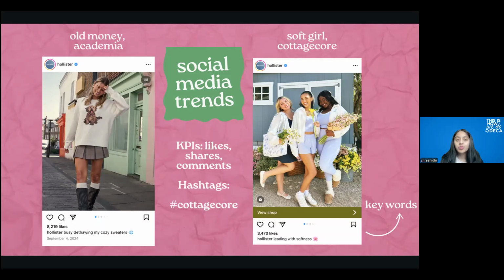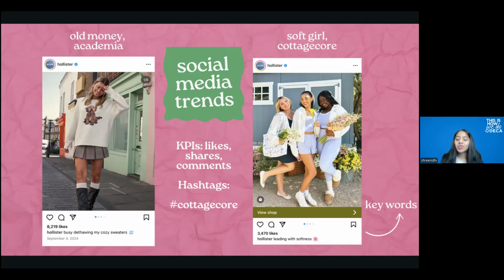Now, when looking at these two posts, we can use a marketing strategy called A/B testing, which is where you put two posts out that are a little bit different from each other, and then you see which one earns more KPIs or likes, shares, and comments. And based on the one that receives the more KPIs, that's the one that you can continue using in the future as a template, and you can also style your products based on these posts.